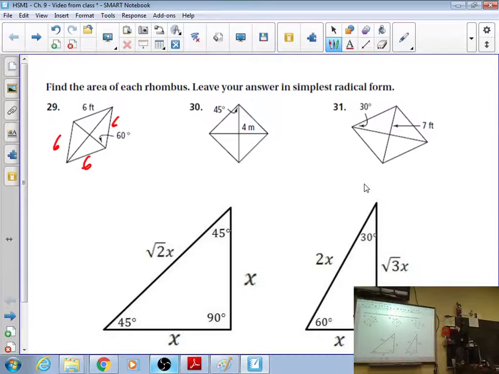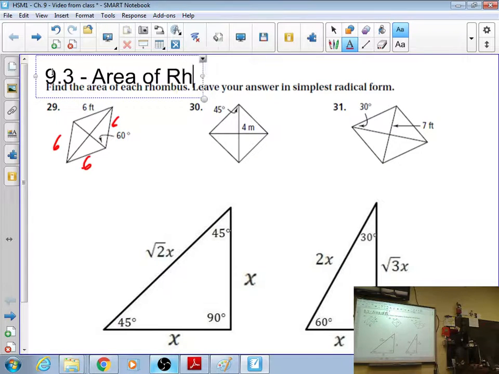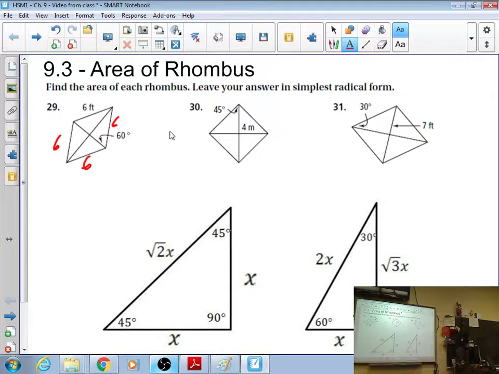All right, we're back with a continuation from chapter 9. So I should probably notate up here. This is from 9.3, dealing with area of rhombus. So we already said that we know our area formula is 1/2 the first diagonal times the second diagonal.